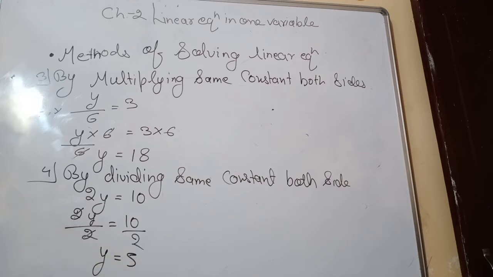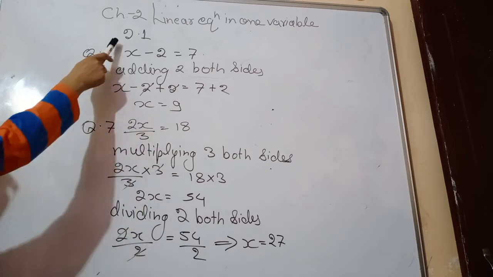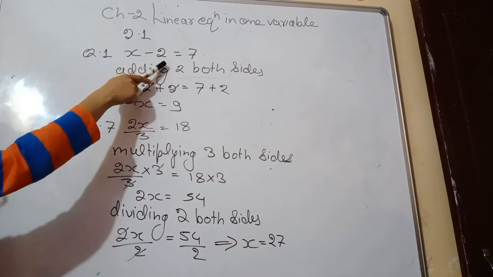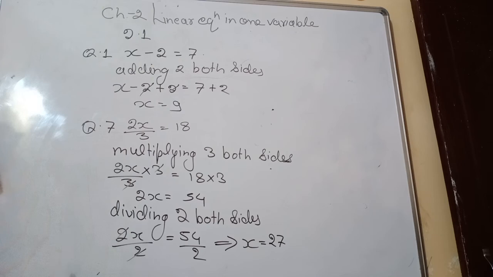So here you can see there are 4 ways for finding the solution of any linear equation. Exercise 2.1 is all about finding the solutions of linear equations. All the 4 methods I have explained to you, how to find the solution of a linear equation by adding, subtracting, multiplying or dividing the given constant along with the variable side. Okay. So see here, the first question is x minus 2 is equals to 7.